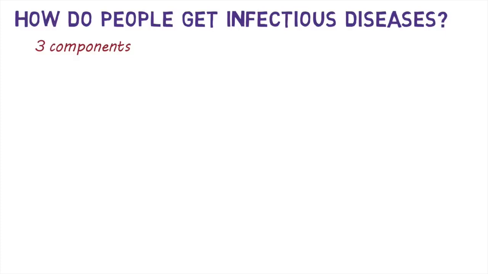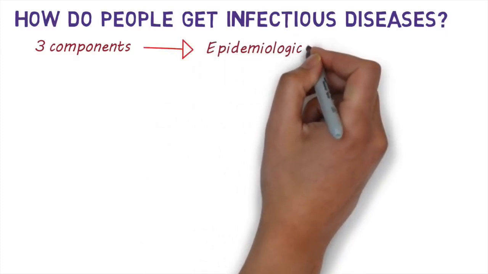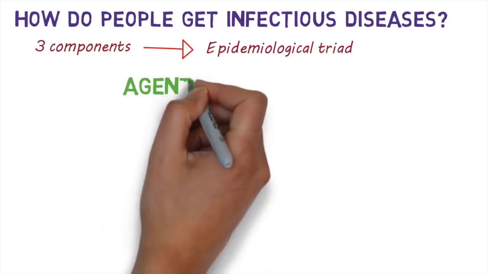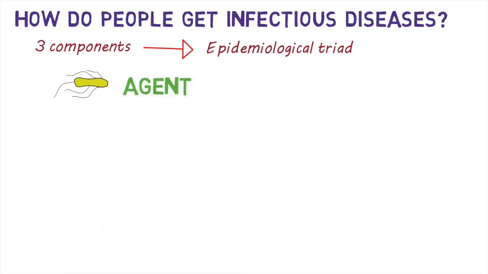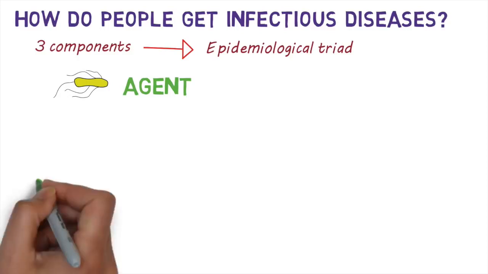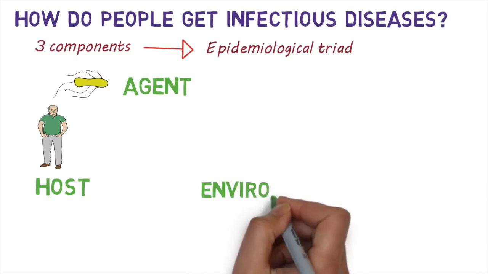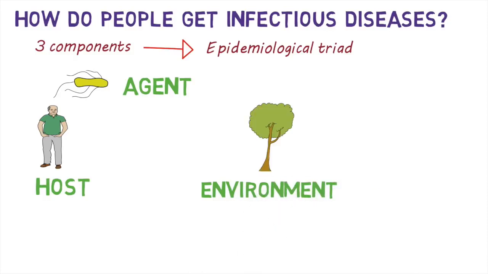This model of infectious diseases causation is called an epidemiological triad. The first component is the agent. This is the organism that causes the disease. It can be bacteria, viruses, parasites, or fungi. Second is the host, who is the target of the disease. The third component is the environment. This refers to the surroundings and conditions that are external to the host that allows the disease to be transmitted.